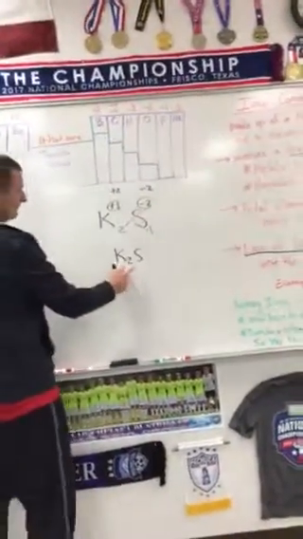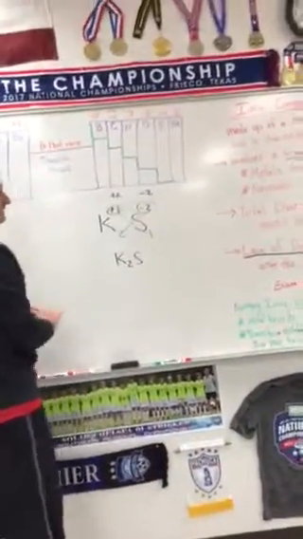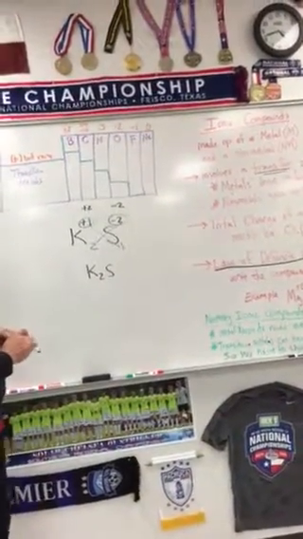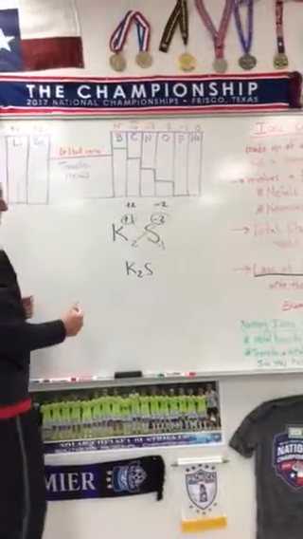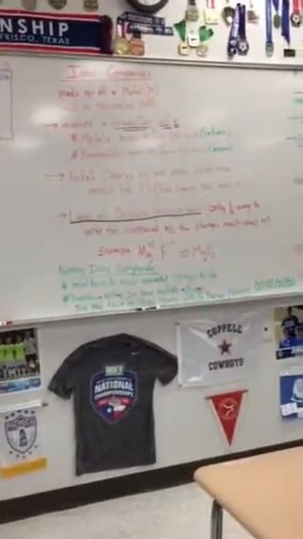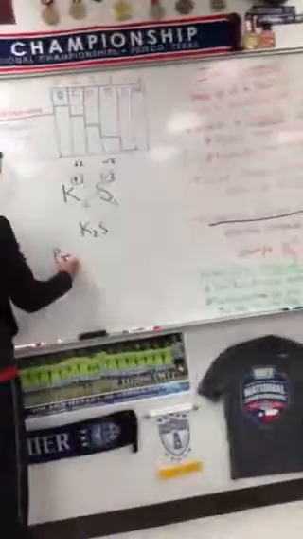Now, so it's written correctly, but then I have to name it, all right? So how do I name ionic compounds? When you name ionic compounds, the metal will keep its name, so whatever it is, that's its name. So in this case, it's just potassium.